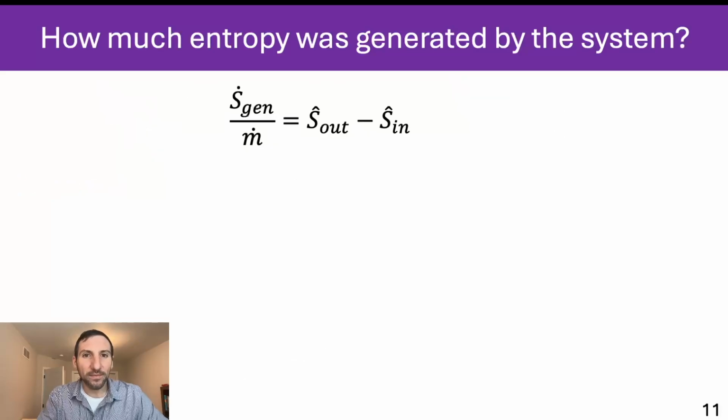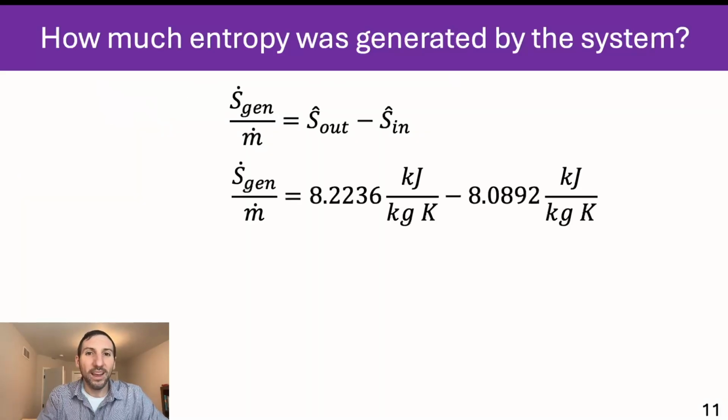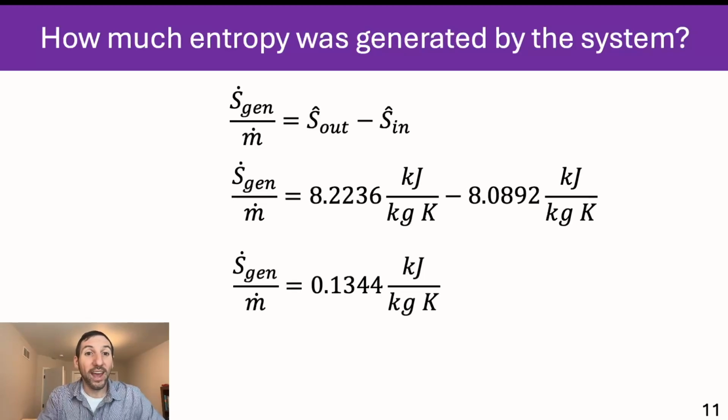Now that we have this, we can do some substituting in. We've got our outlet entropy is 8.2236 kilojoules per kilogram Kelvin, and we got that off the steam table. We subtract out our initial specific entropy, and what we see is that the amount of entropy we are generating with this process is 0.1344 kilojoules per kilogram Kelvin. This makes sense because according to the second law of thermodynamics, the entropy of the universe is always going to be increasing. We have a positive value, which tells me this fits the bill. We are increasing the entropy of the universe.